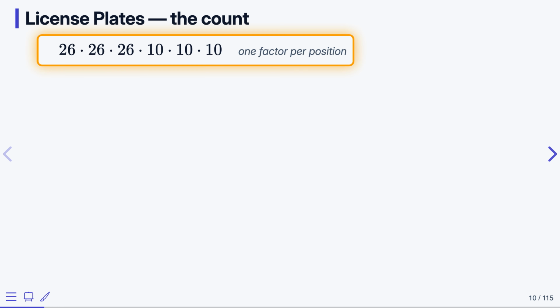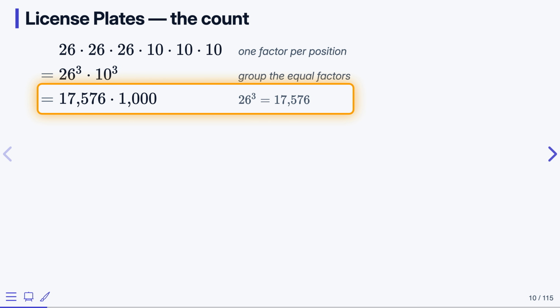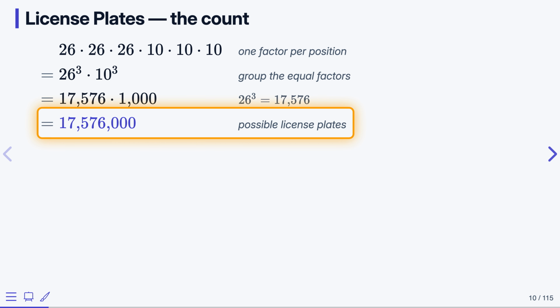This is the working. Line 1. 1 factor for each position. 26, 26, 26, then 10, 10, 10. Line 2. Group the equal factors. 3 26's make 26 cubed. 3 10's make 10 cubed. Line 3. 26 cubed is 17,576. 10 cubed is 1,000. Line 4. Multiply those two. The answer is 17,576,000 plates.